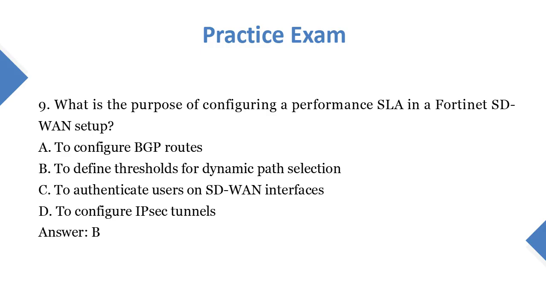9. What is the purpose of configuring a performance SLA in a Fortinet SD-WAN setup? A. To configure BGP routes. B. To define thresholds for dynamic path selection. C. To authenticate users on SD-WAN interfaces. D. To configure IPsec tunnels. Answer: B.